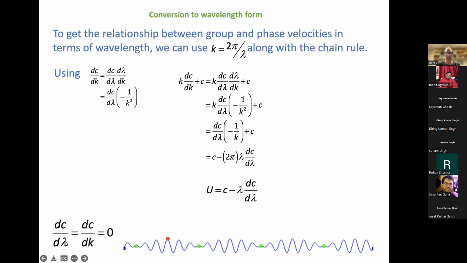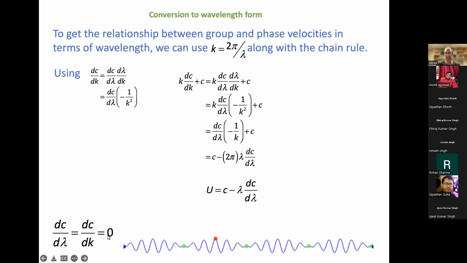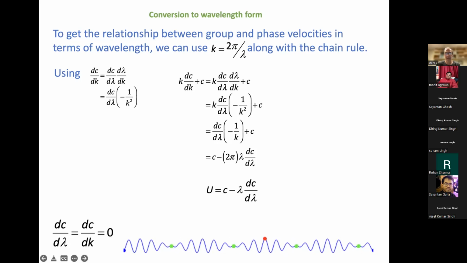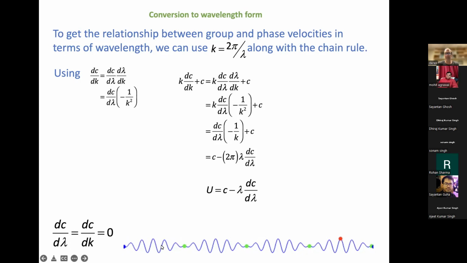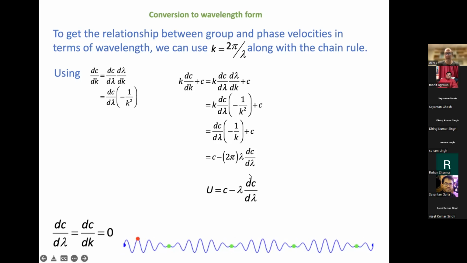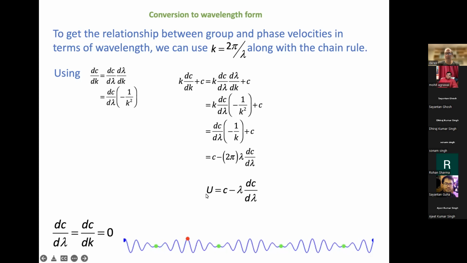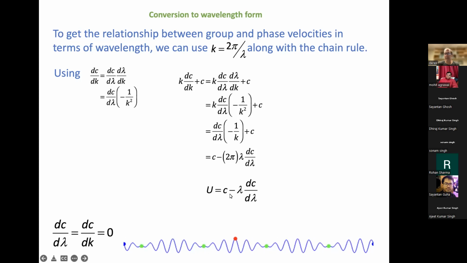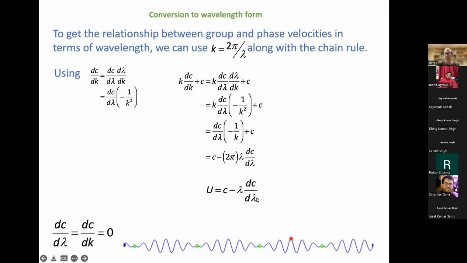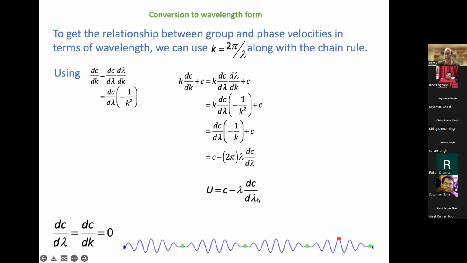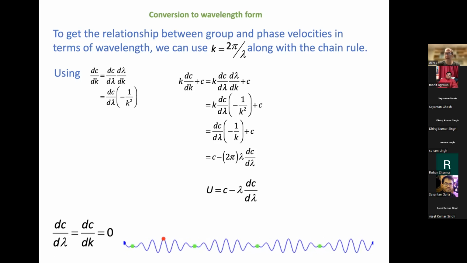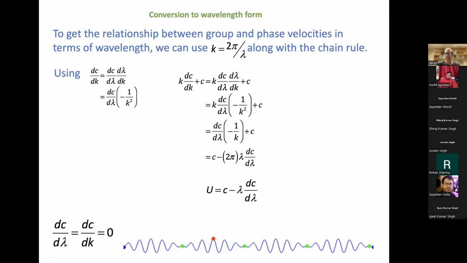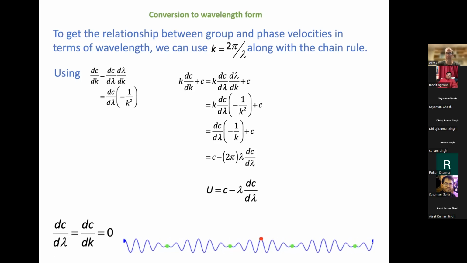If dc/d lambda or dc/dk is 0, again, the phase velocity and the group velocity will be the same, because this term will go to 0. So the group velocity is going to equal the phase velocity. But if dc/d lambda, which equals dc/dk, is finite, then the group velocity and the phase velocity will be different.